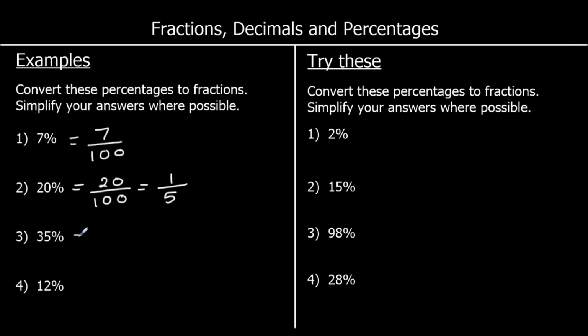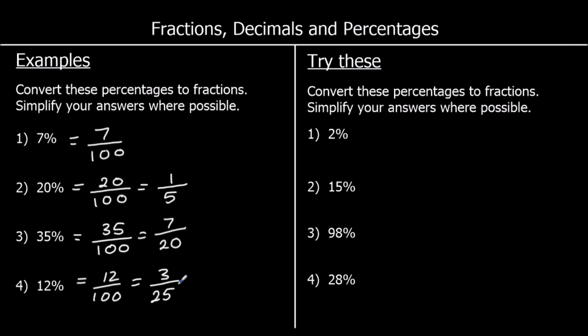35%, so 35 over 100. And they are both in the 5 times table. So we've got 7 5s make 35, and 20 5s make 100. And 12%, so 12 over 100. And we can say they're both in the 4 times table. So we've got 3 25ths. You could have halved it and halved it again. You should get the same answer.